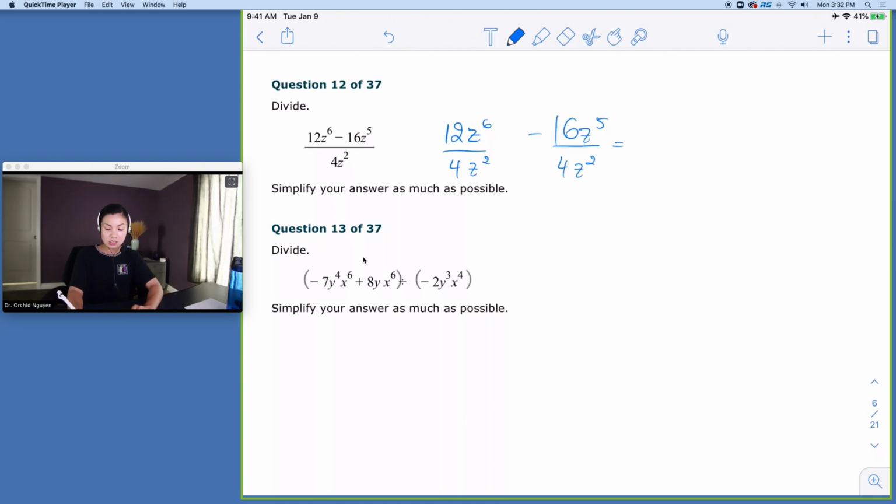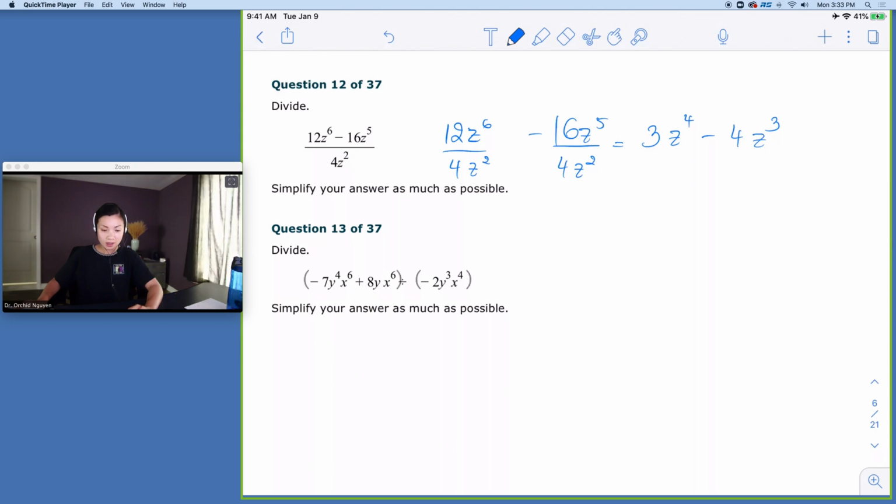Okay, so 12 divided by 4 is 3. And then for the exponents, you just subtract, right? 6 minus 2 is 4. 16 divided by 4 is 4, and then 5 minus 2 is 3. And that's going to be your answer. Okay, so that's number 12.